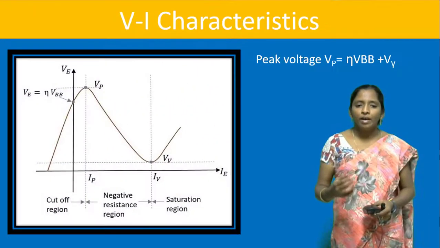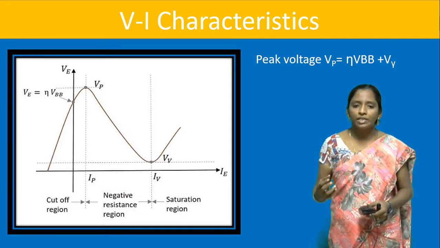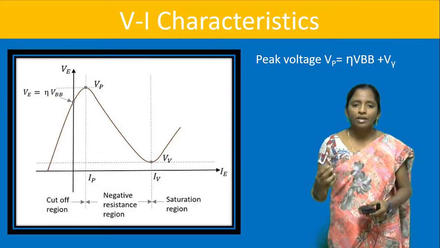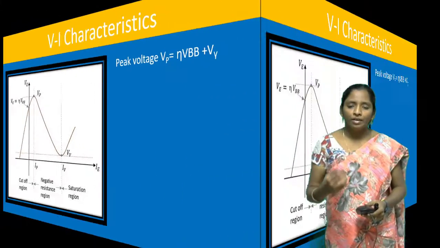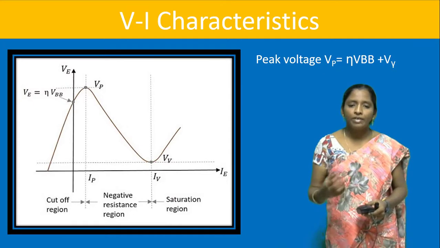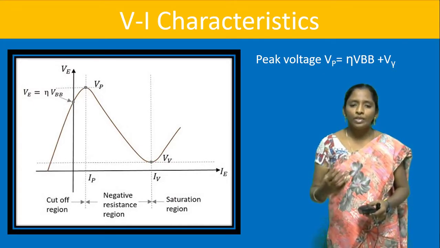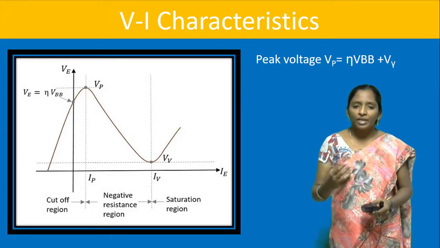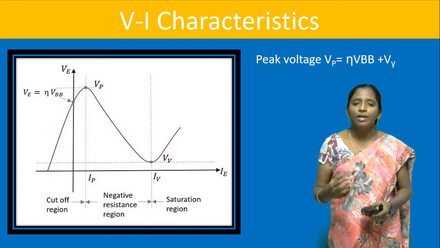So here, after the valley point, the diode goes into the saturation region. Here the diode works as a normal forward PN junction diode. If the voltage is increasing, current is also increasing. Till now it is in the on region, once we are applying the forward voltage at the emitter. To bring the UJT into the off region, we have to apply negative voltage at the emitter.